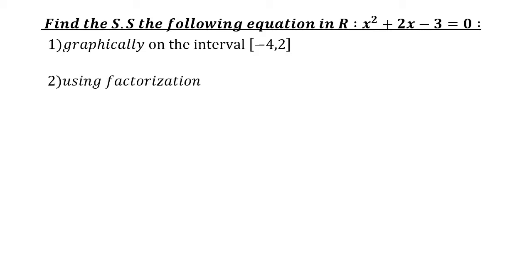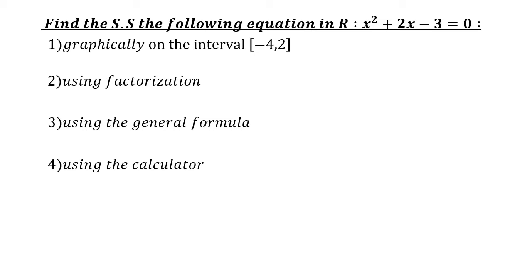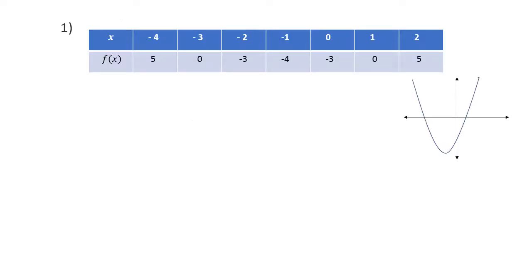Find the solution set of this equation in R: graphically on the interval negative 4 to 2, using factorization, using the general formula, using the calculator. How can I solve this equation graphically? Firstly, we can make a table from negative 4 to 2. And by using your calculator, we can determine the value of f of x. It will be 5, 0, negative 3, negative 4, negative 3, 0, 5.